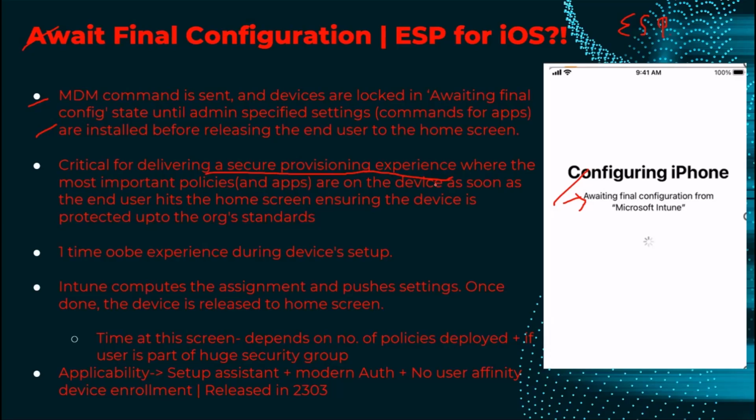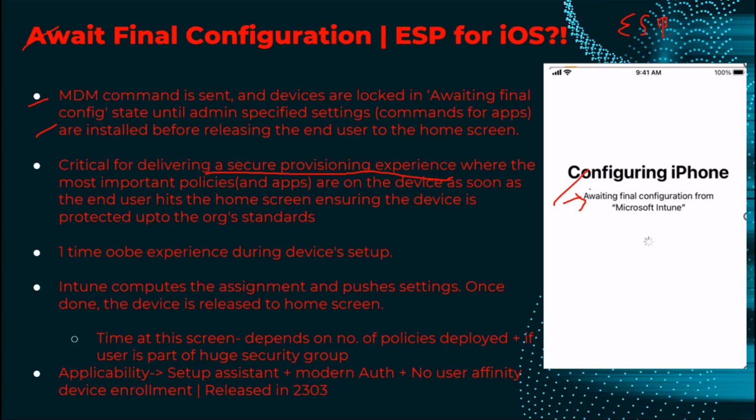Let's say that you are an educational institute and you have a policy which restricts users from opening some websites, let's say YouTube or Facebook, from their Chrome browser or any browser. Now let's say that that policy has not come down yet, but the device is at the home screen, so the end user or the student in this case can open Chrome and go to any website that he wants to, because the policy has not come down and the browser restriction is not in place yet.